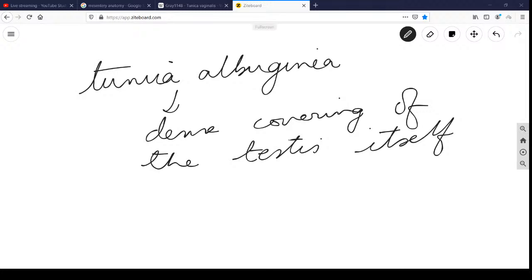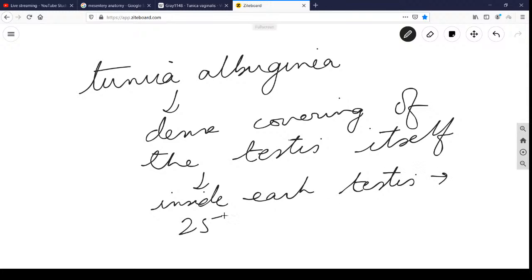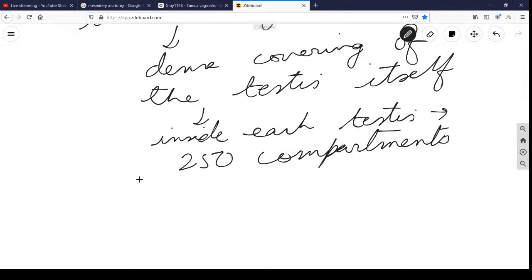Now inside each testis, 250 compartments are present. Those 250 compartments are known as testicular lobules, okay? Inside each testis, how many compartments are present? 250 compartments, referred to as testicular lobules, right?